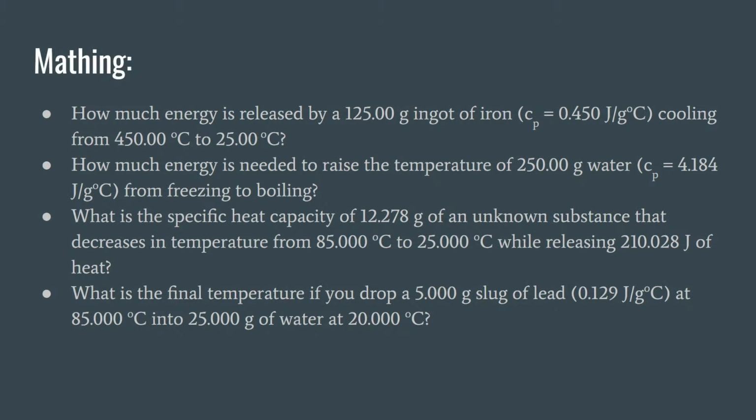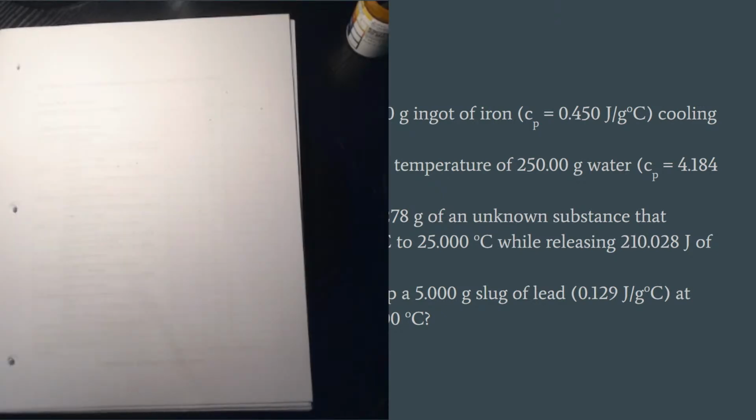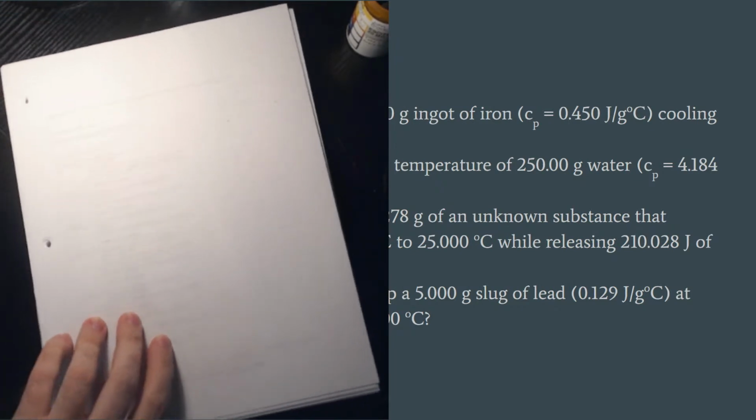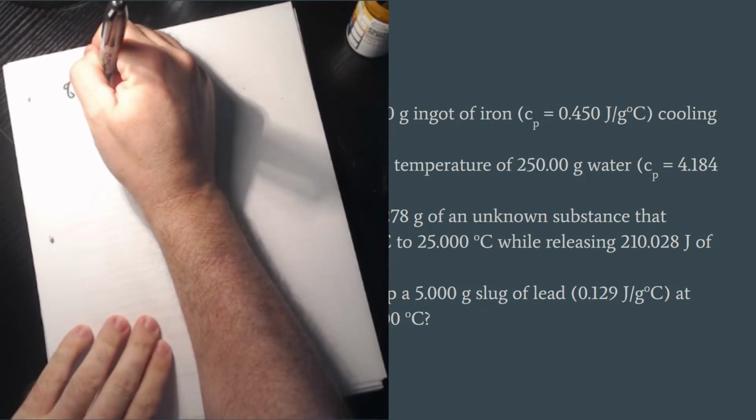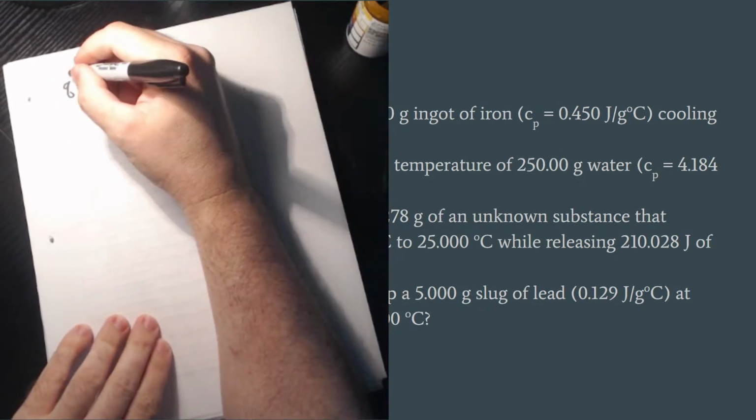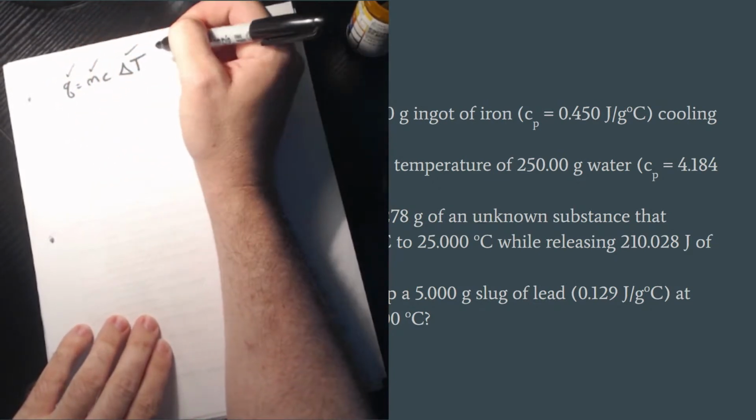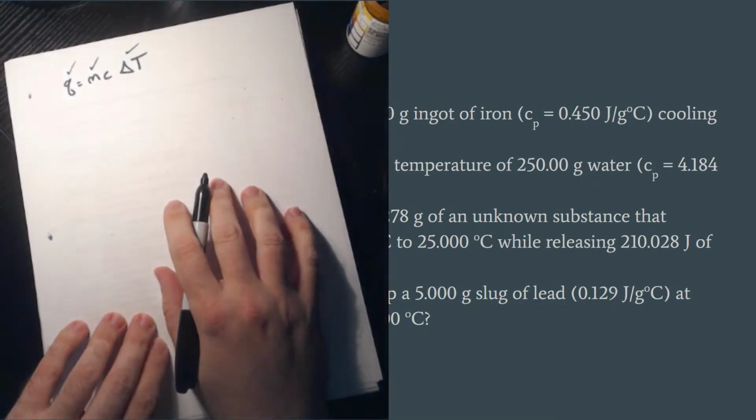What is the specific heat capacity of 12.278 grams of an unknown substance that decreases in temperature from 85 degrees Celsius to 25 degrees Celsius while releasing 210.028 joules of heat? Okay, so slightly different. Q equals mc delta T. I gave you Q, M, and delta T this time. So we're looking for the specific heat capacity.